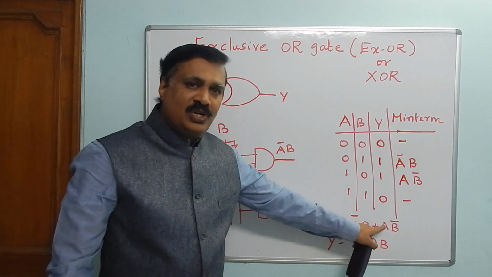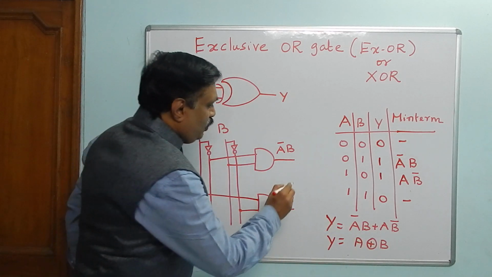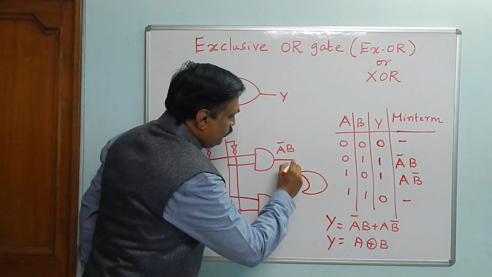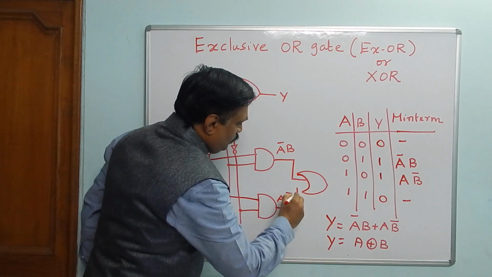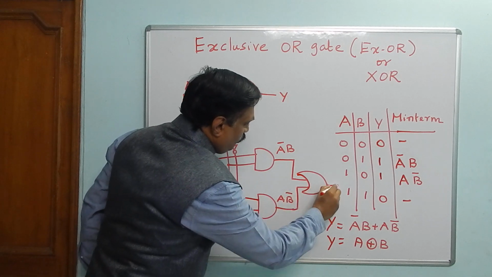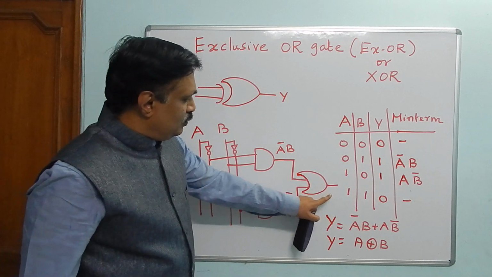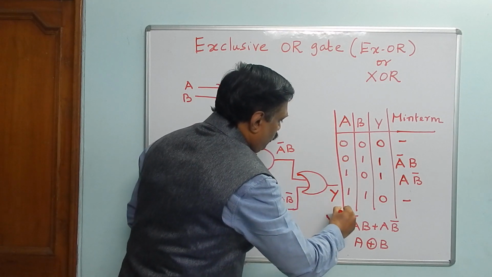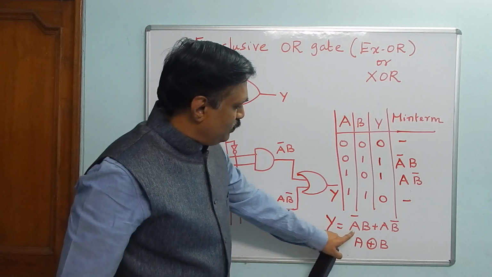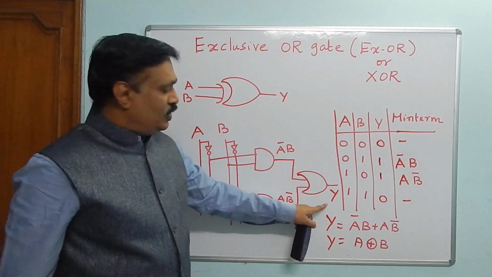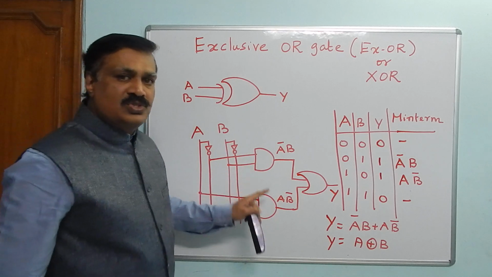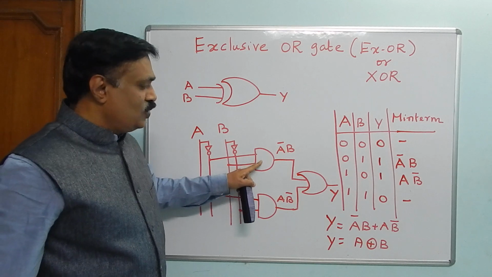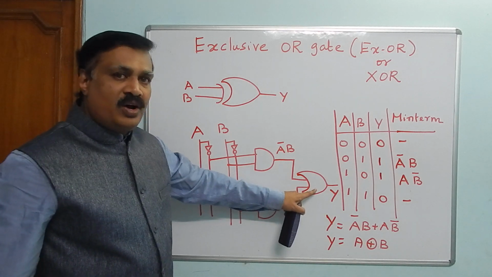Now both the products are ORed. Therefore you have to put one OR gate here. Now this is the output. Now you are getting the Y output here, that means you are getting this equation here. This is the XOR gate using basic gates. That means you have designed it using two AND gates and one OR gate.